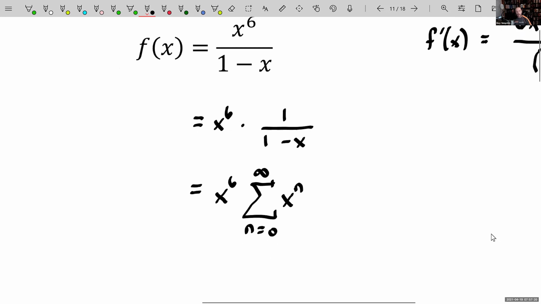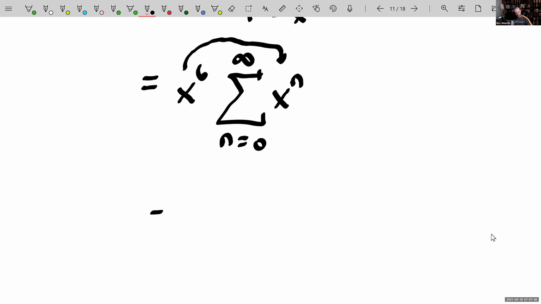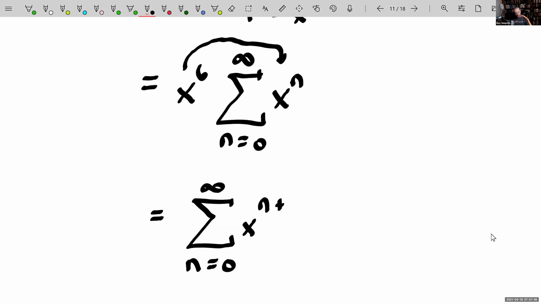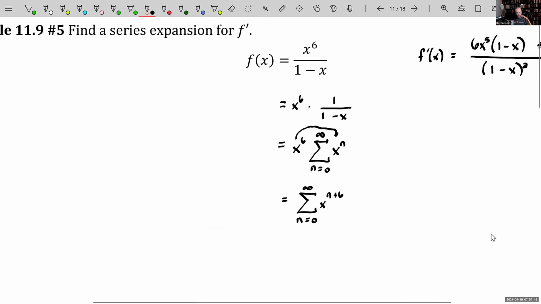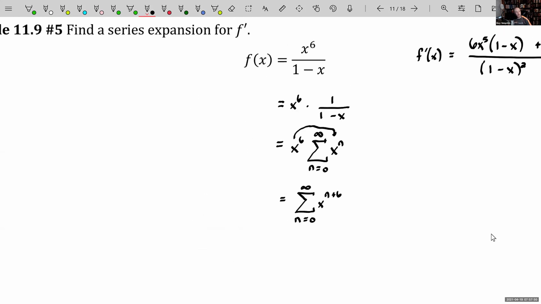Great. And I might as well bring that x to the sixth inside. When I say I might as well, I mean you're going to have to, right? So I'm going to take that x to the sixth and bring it inside here, which means I'm adding 6 powers to that x inside. So I'll go ahead and say this is equal to the summation n equals 0 to infinity of x to the n plus 6. I feel pretty good about that. That's the power series representation of f, not f prime, but of f.